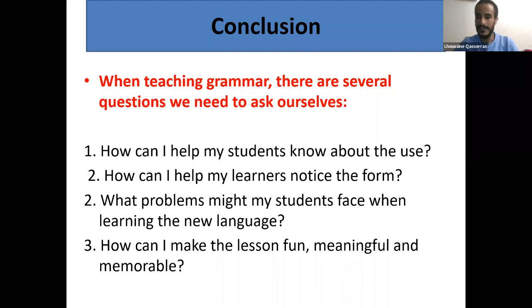I have a question. Yes, Sumayya, what's the question? Firdaus, thank you very much. Yeah, most welcome. How can I let my students enjoy grammar?